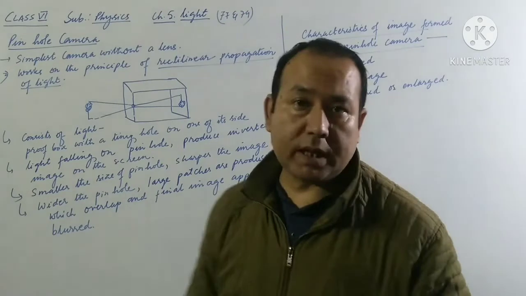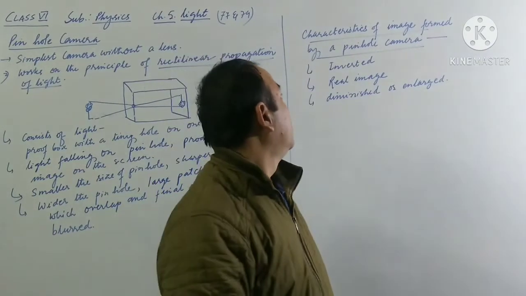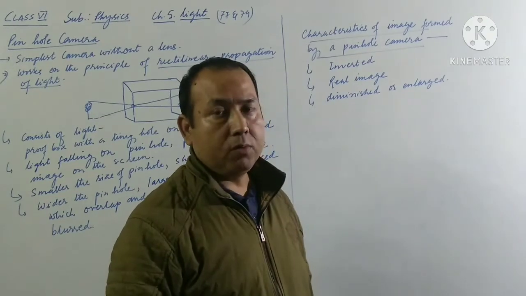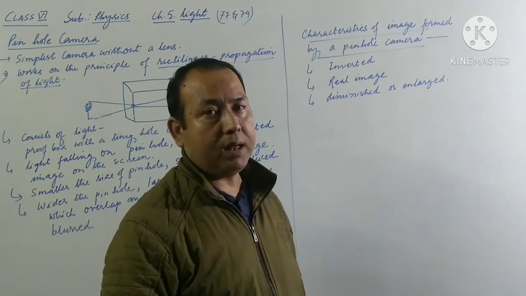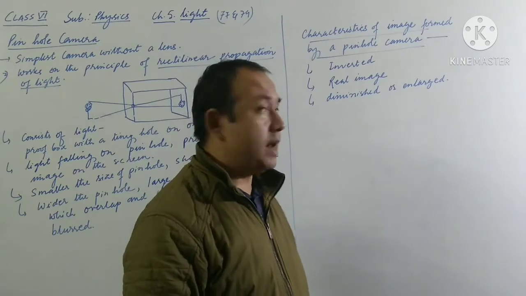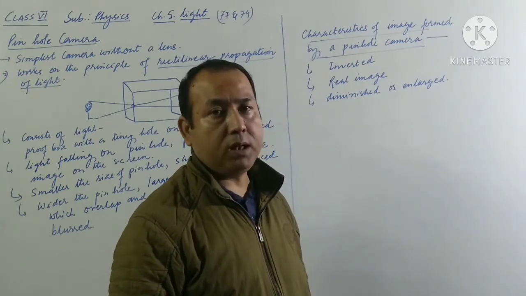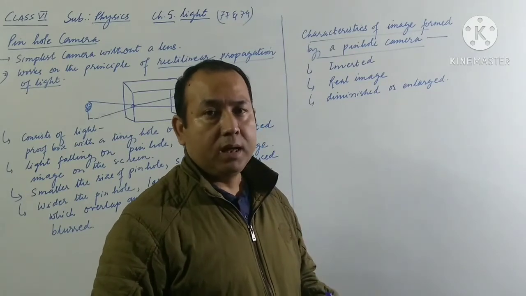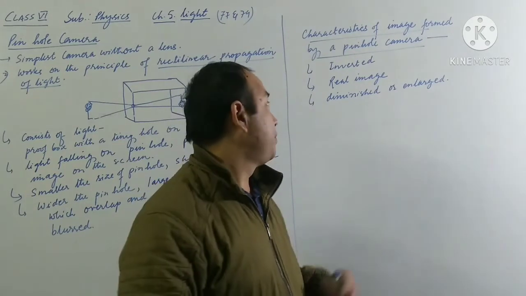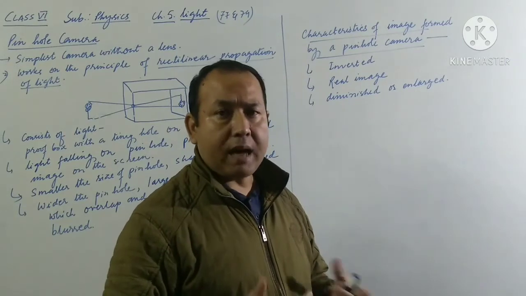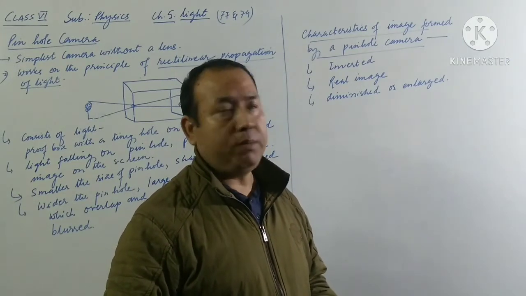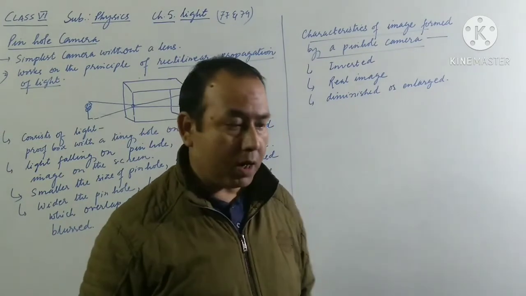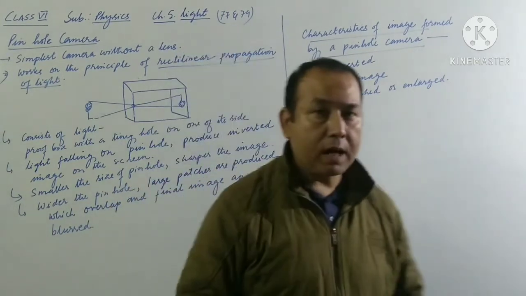Now then after that comes the characteristics of the image which is formed by the pinhole camera. As I told you, the image formed by this pinhole camera is always inverted. Then the image which it forms is a real image. A real image means the image which is formed by the actual intersection of light. And then the image can be diminished or can be enlarged, meaning maybe bigger or maybe smaller. Okay, so this is about the pinhole camera.